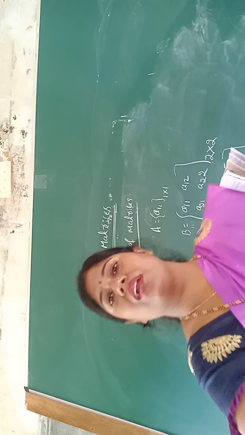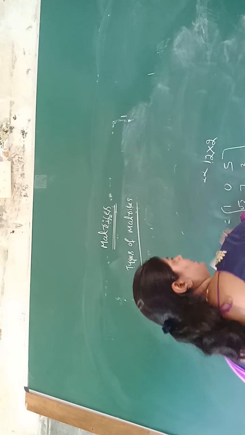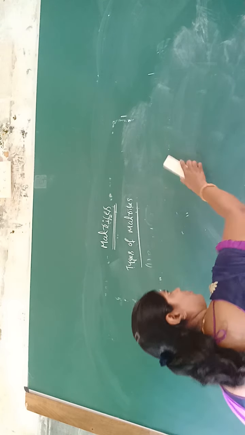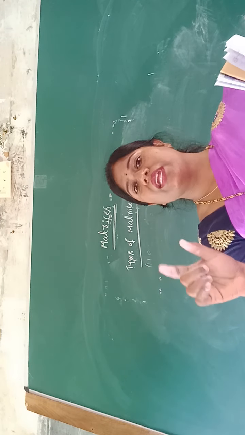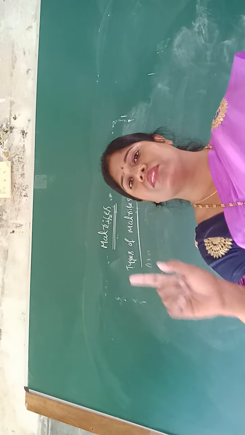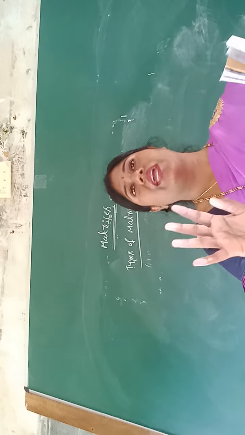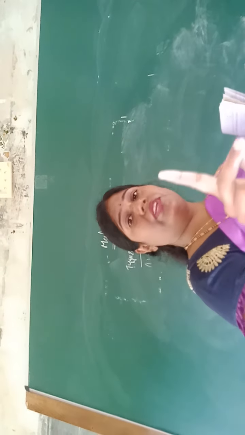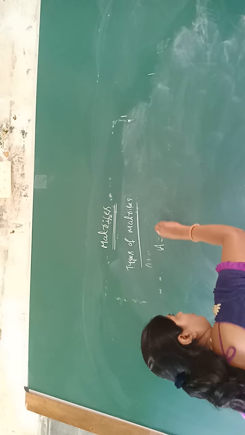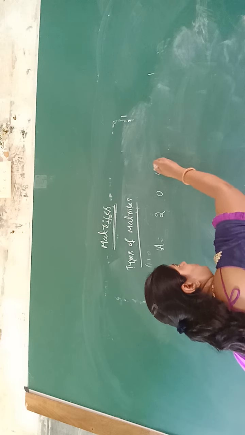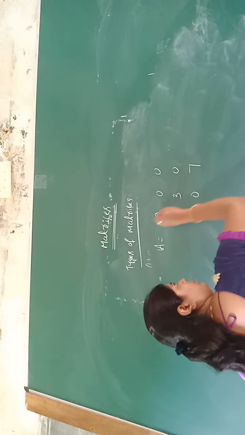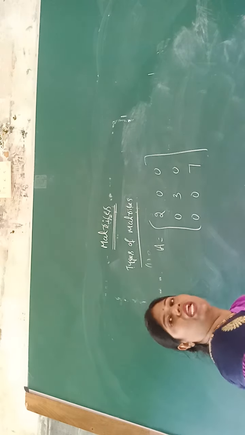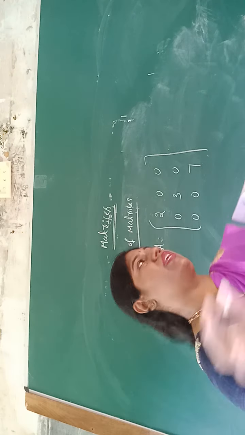Next, what is a diagonal matrix? A diagonal matrix is a square matrix. It should be a square matrix. A diagonal matrix is a square matrix if all its non-diagonal elements are zeros. For example, A is equal to 2, 0, 0, 0, 3, 0, 0, 0, 7. This is the example of a diagonal matrix.